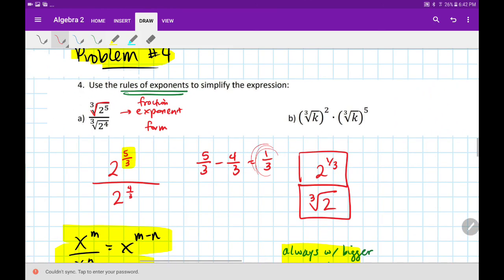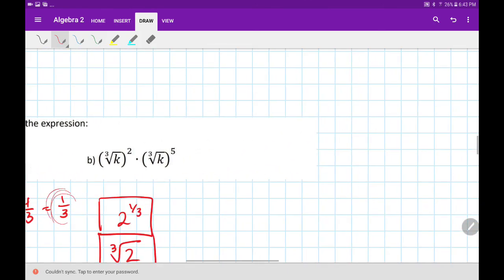Okay, so you're going to use the same idea over here with B, except notice that after you convert this into an exponent, which would be 2 over 3, and this would be 5 over 3. Instead of subtracting your exponents, this time you're going to add them up.